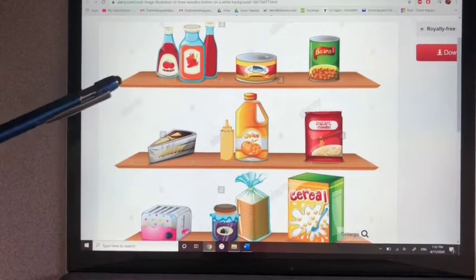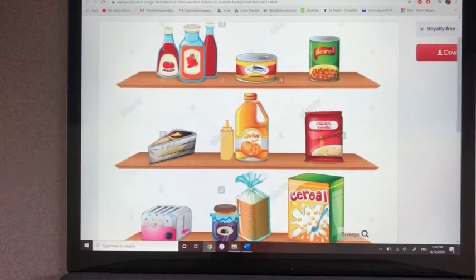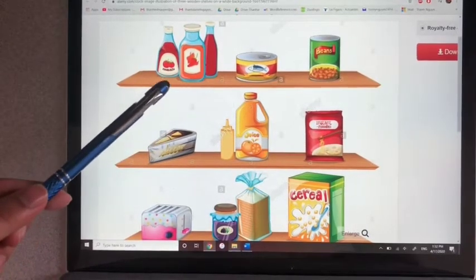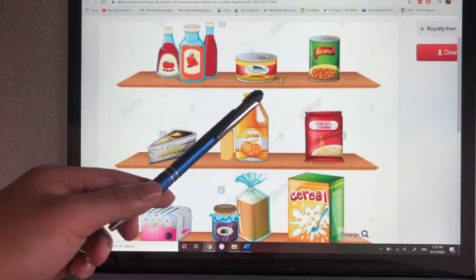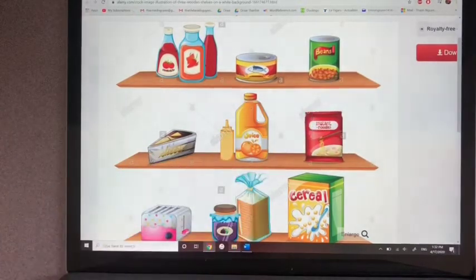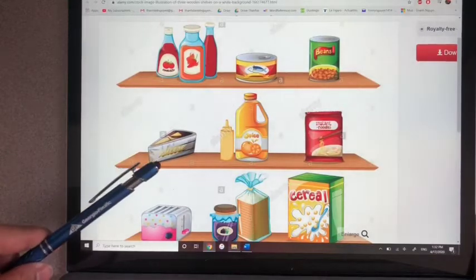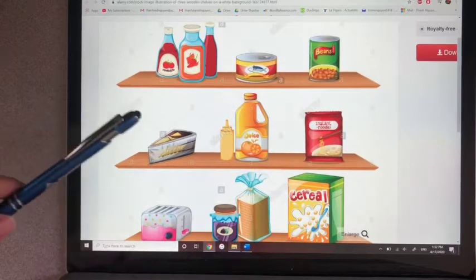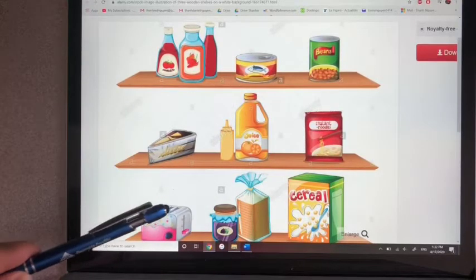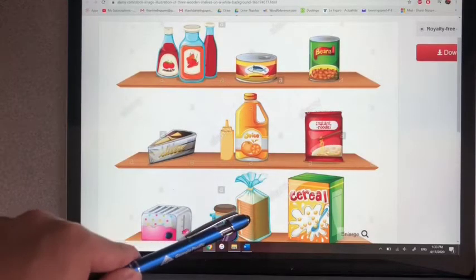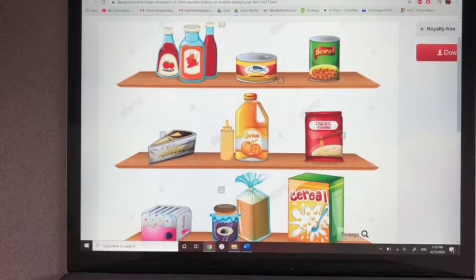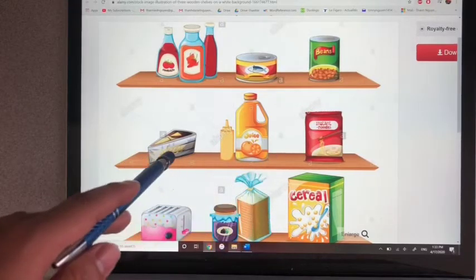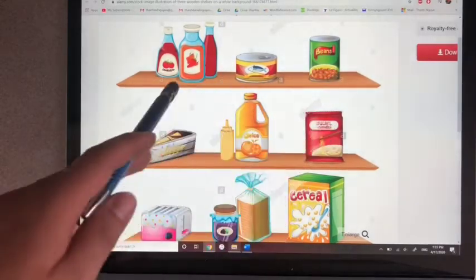So in this picture, we have the top shelf, the middle shelf, and the bottom shelf. On the top shelf, we have bottles of sauce, a can of fish, and a can of beans. On the middle shelf, we have cheese, juice, and noodles. On the bottom shelf, we have a toaster, jelly, bread, and cereal. So we would say the juice is on the middle shelf, or the beans are on the top shelf.